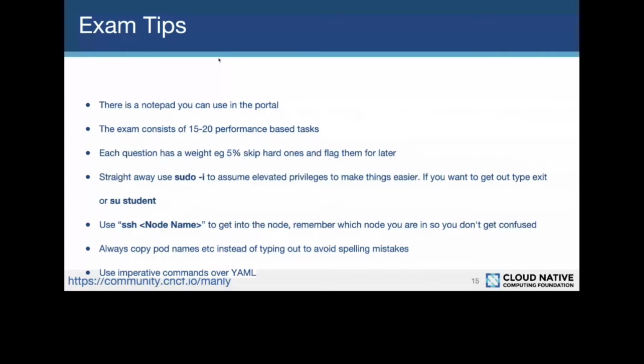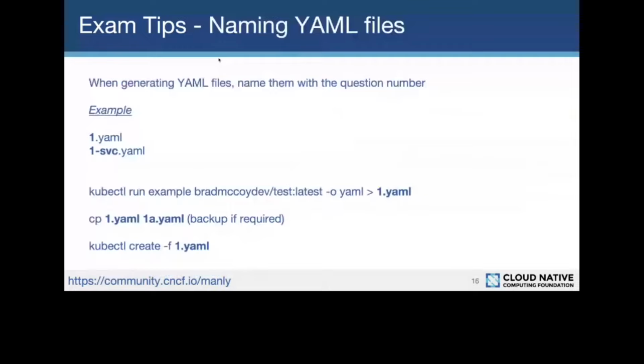A good tip that I was doing was, for every question, you're going to be generating a lot of YAML files. So I would always name the YAML file with the number of the question, and then if I did need to come back, I would know which one to go to. So if I had a pod and a service, for example, I would call it 1-service for the YAML.